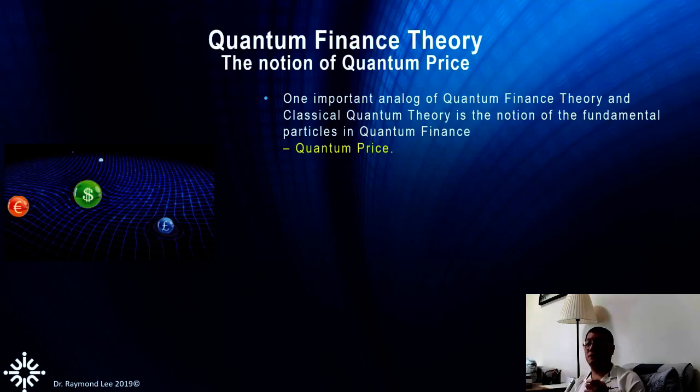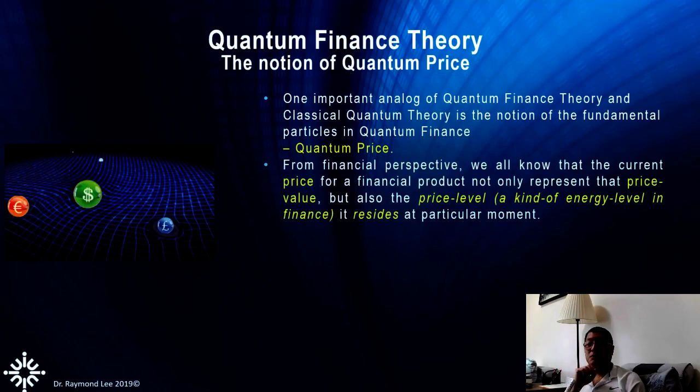In the same analogy, of course, you can think about something like this. Although we can't see the quantum finance field, what you can see in the market is the price every single minute or second, and the jumping or dropping of the price, right? From the financial perspective, we all know that the current price of a financial product has not only one meaning, but two meanings. It represents not only the price value, but also the price level.